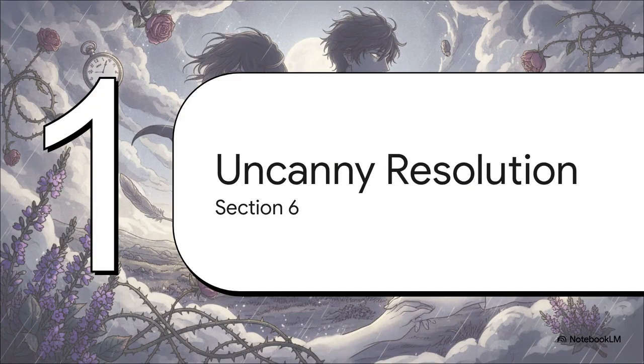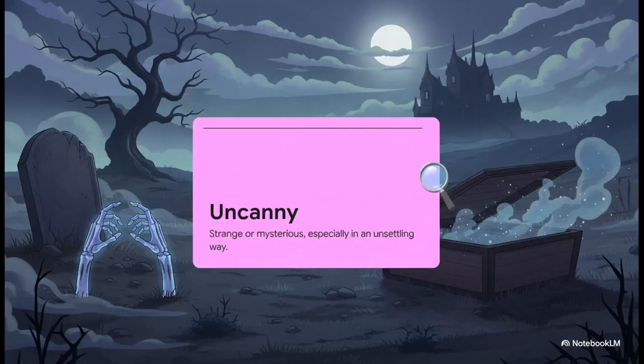Section 6. The Uncanny Resolution. As this new, healthy love blossoms between the younger generation, Heathcliff's iron grip over the two estates suddenly begins to dissolve. Our explainer reaches its haunting conclusion, governed by our final, defining vocabulary word, the uncanny. Now, the uncanny is a really specific psychological concept. It describes something that is familiar, yet profoundly strange and unsettling. In German, the word is unheimlich, which literally translates to unhomely.